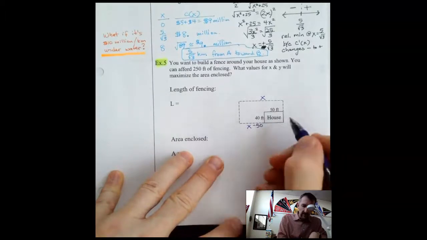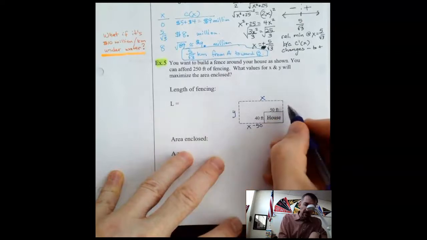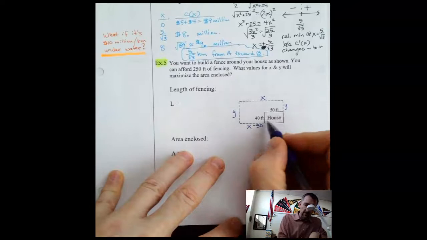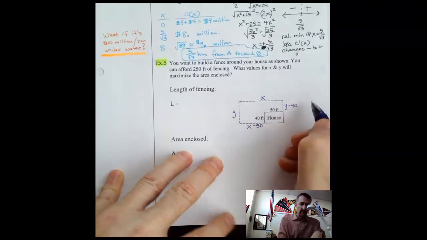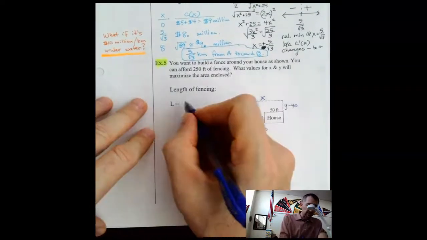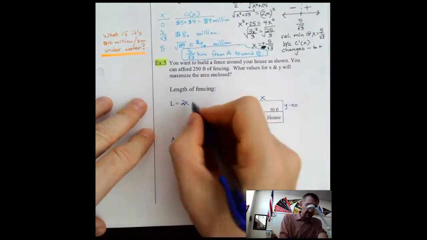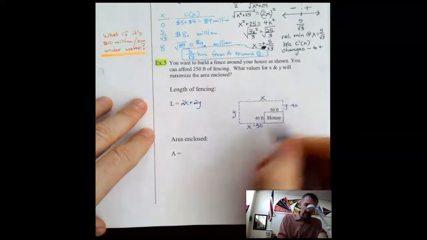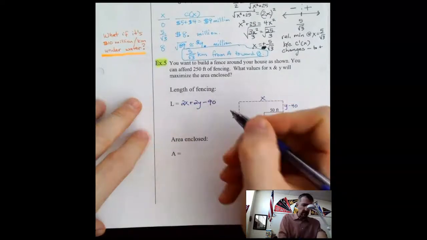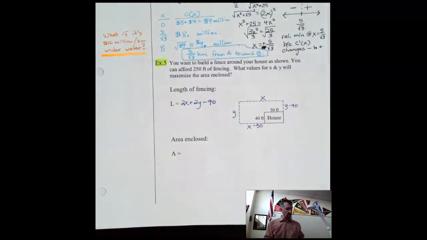Okay, and I'm going to call this y. Now hopefully everybody can fill in this other side here. That means this is going to be y minus 40. So now what's the length of our fence? Well, we've got 2x, and we've got 2y, and we've got minus 90. Okay, so now we have an equation for our fence.